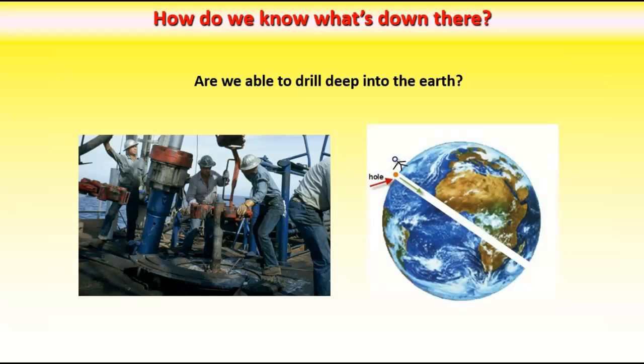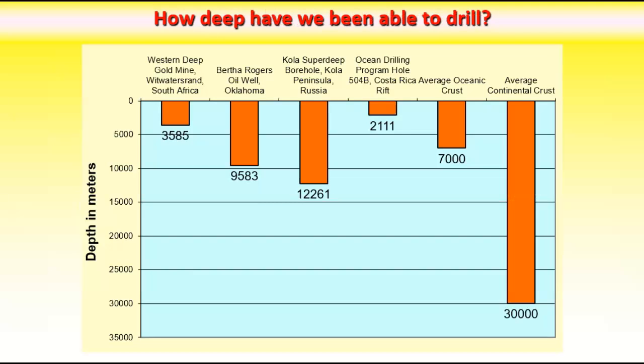Now, the problem is we can't drill very deep. So certainly we haven't drilled through the earth. And if we look at how deep we have drilled or dug, we can see that it really isn't very deep. Now, it depends on where we drill or dig, because remember in that first diagram we showed that the thickness of the oceanic crust is pretty thin compared to the continental crust. So maybe about 7,000 meters deep here, maybe, right? And 30,000 for the continent.